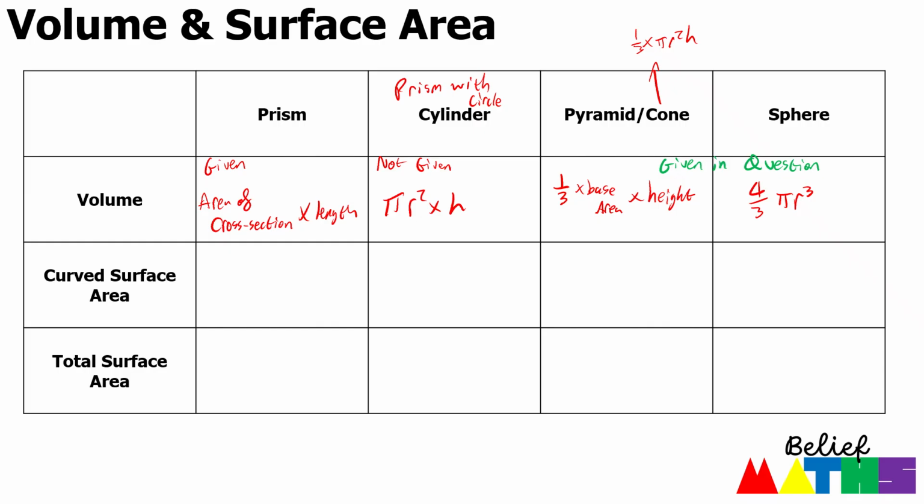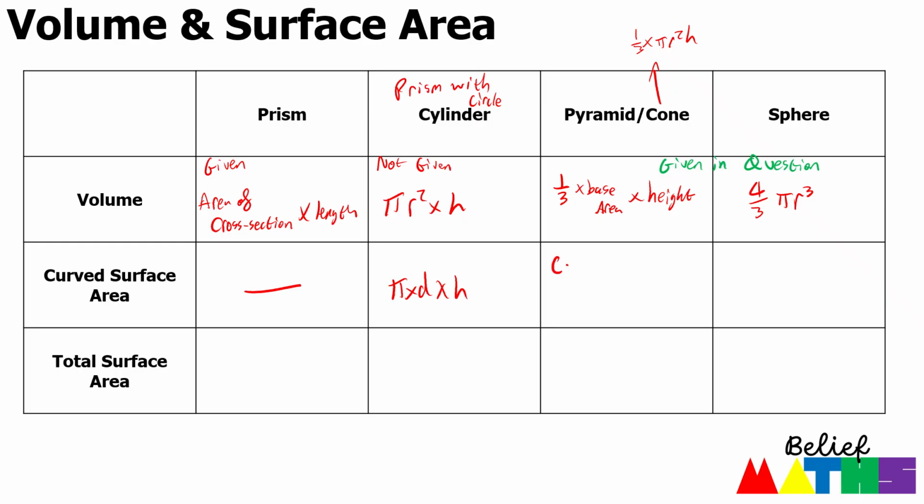The curved surface area doesn't apply to a prism because it usually doesn't have a curved part. For a cylinder, it's the circumference of a circle, so pi times diameter, and then times that by the height. That will give you the curved surface area, or 2 pi r h is another way that you'll see that.